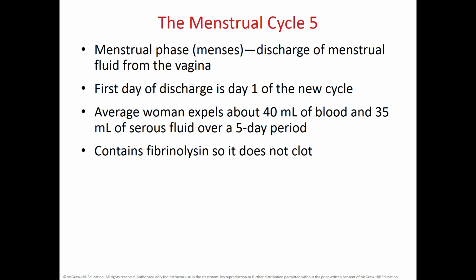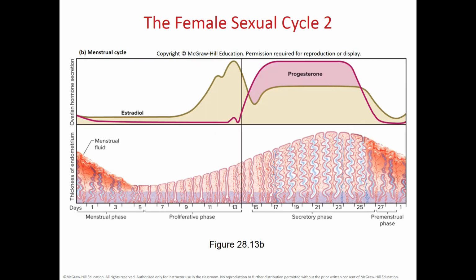Average bleeding during the menses will be 40 milliliters of blood and 35 milliliters of serum fluid over a 5-day period. So these are the changes of hormones and the changes of the endometrium during the uterine or sexual cycle.